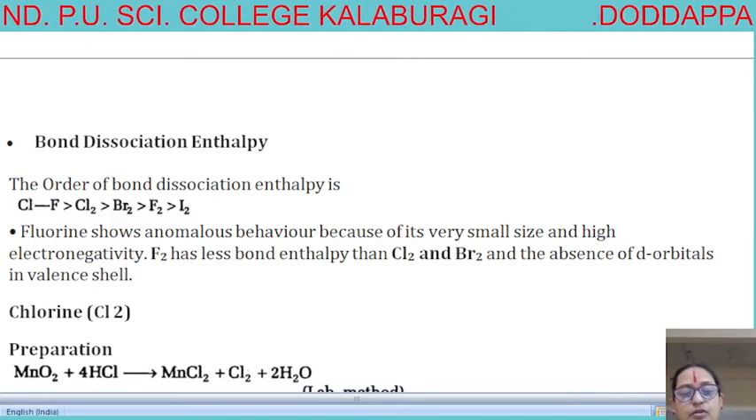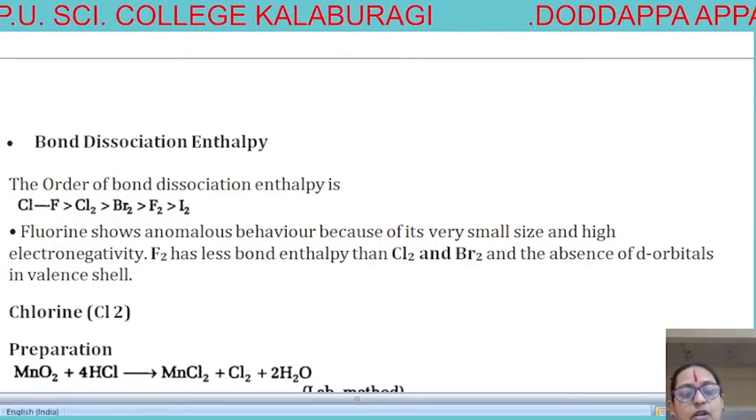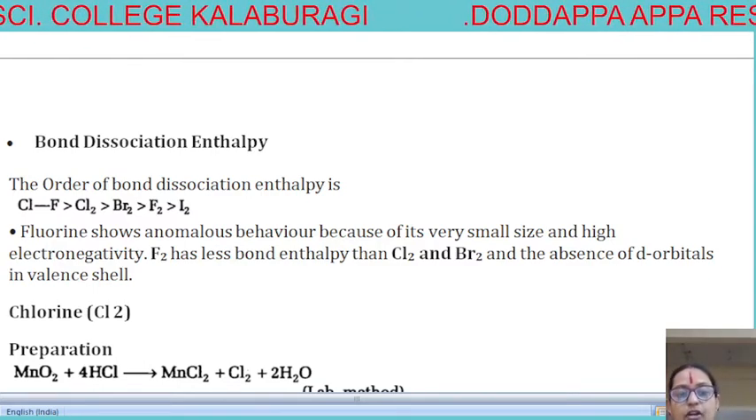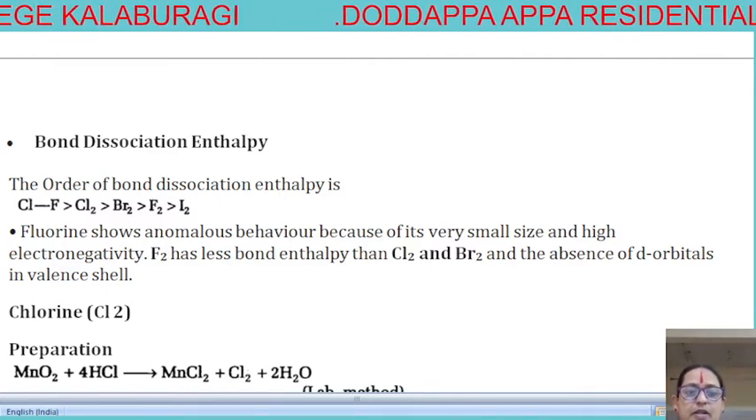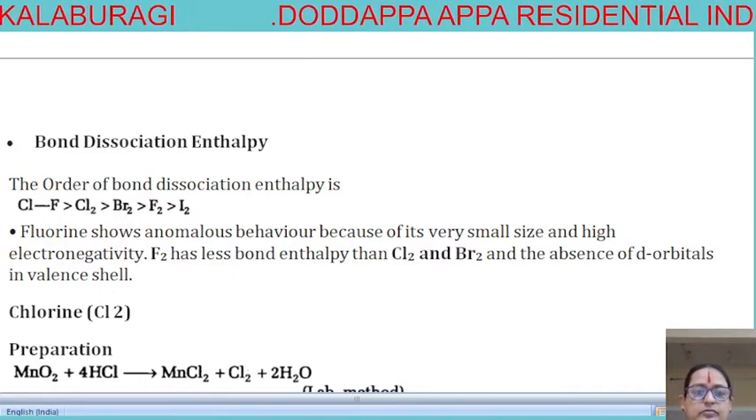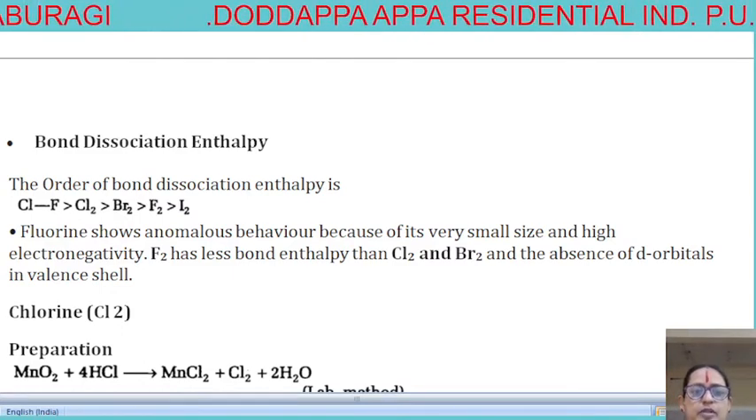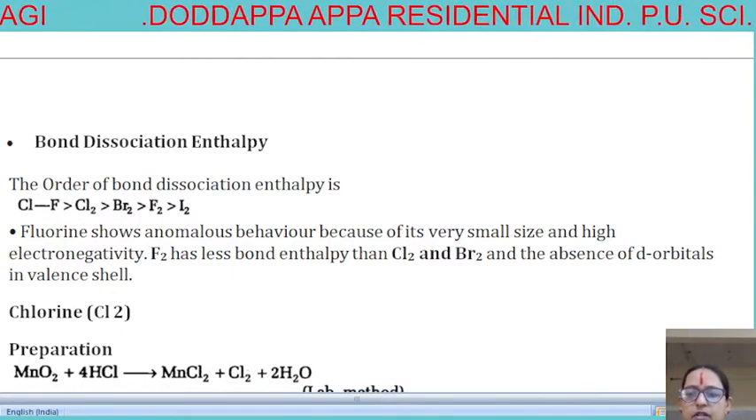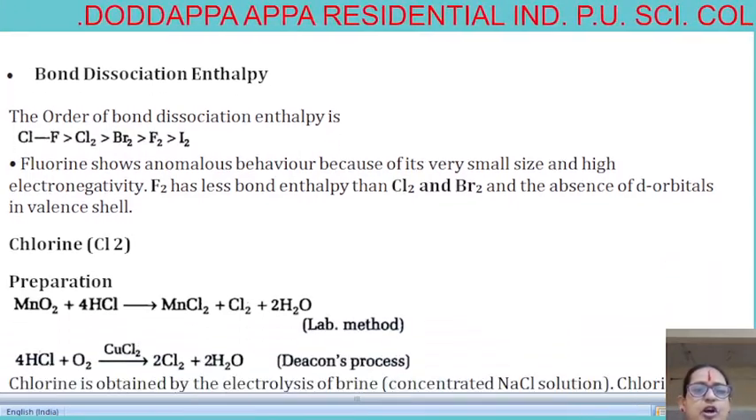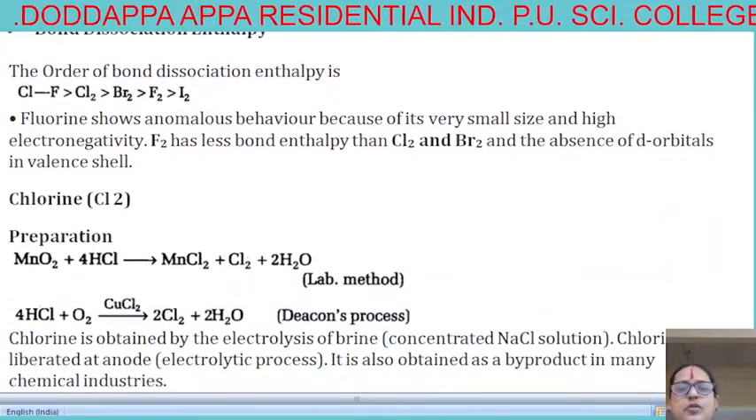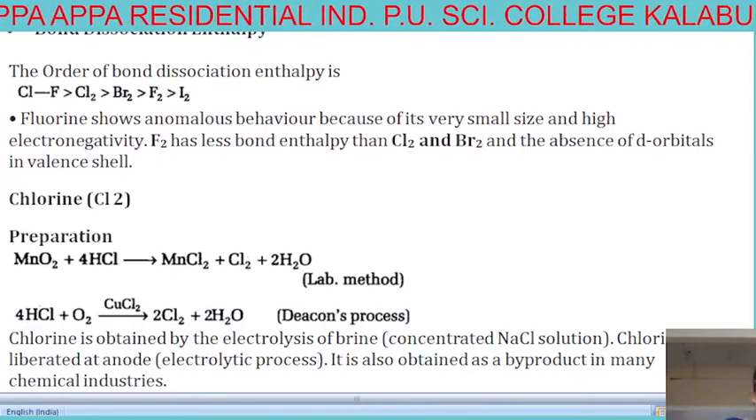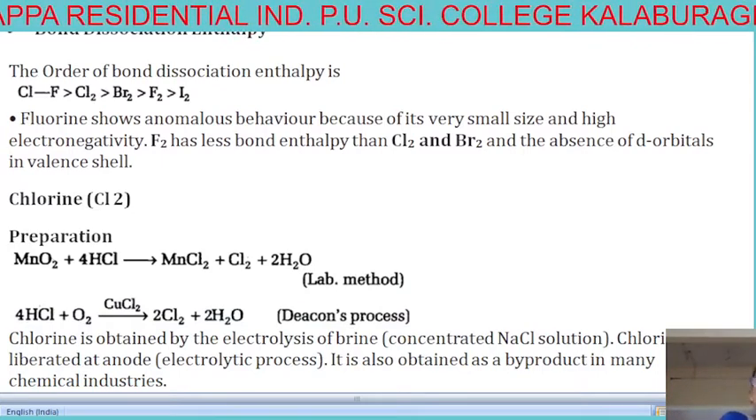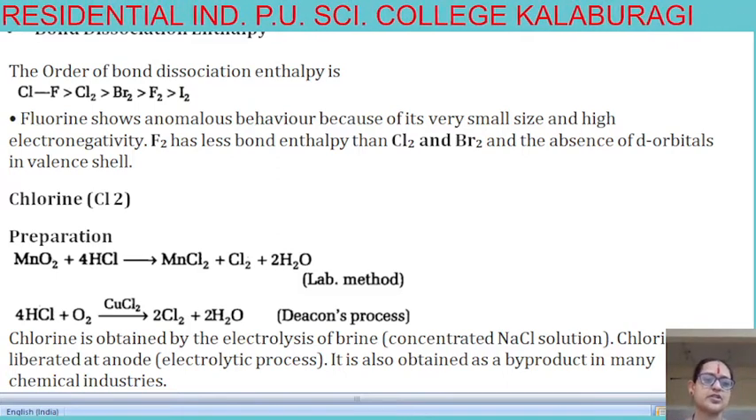Due to the smallest size, the electrons are confined in a small region. It is called the electron cloud. Due to that, there is electron repulsion. Because of that, chlorine has the highest bond dissociation enthalpy compared to fluorine. So the trend is chlorine, then bromine, then fluorine, then iodine. Fluorine shows anomalous behavior because of its very small size and high electronegativity. F2 has a lower bond enthalpy than chlorine and Br2, and there is an absence of d orbitals in the valence shell.